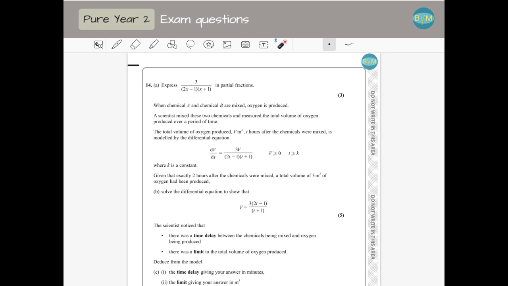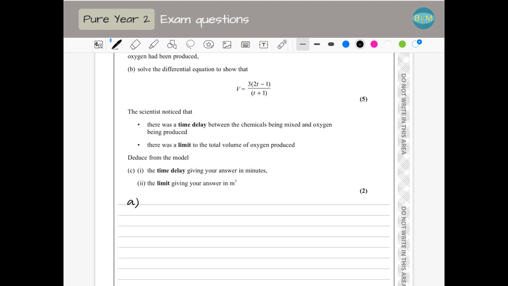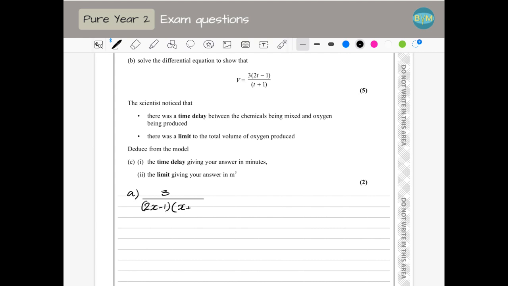Hello, this is question 14 on your June 2022 Edexcel Pure 2 paper, so the paper number 2. You have a differential equation to solve, but it starts by expressing an algebraic fraction in partial fractions, which is quite simple. So first, we have 3 over (2x minus 1)(x plus 1), and we have to express it as partial fractions.